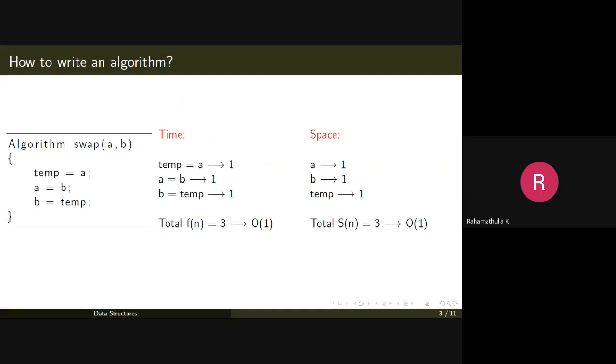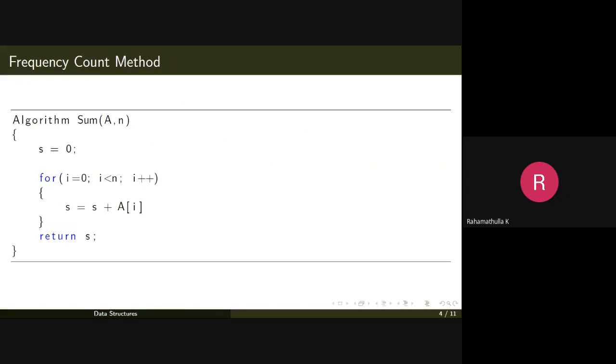We will be talking more about this particular notation while talking about the complexity of an algorithm, or the asymptotic notations of time complexity and space complexity. So the algorithm swap is going to take constant time and constant space. So the method we have just described is called the frequency count method.